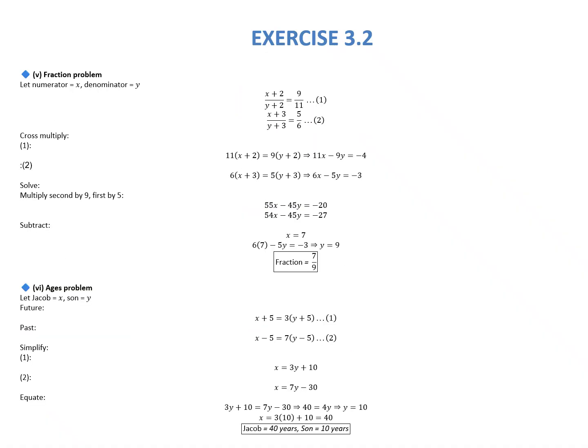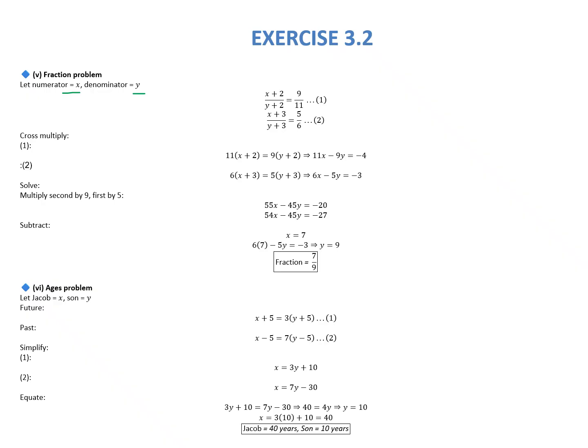Okay, now coming to the next question, which is the fraction problem. So we have given a fraction. What we have to do is denote the numerator with x and the denominator with y. What we have been told is that if we increase the numerator by 2 and the denominator by 2, we'll get the fraction as 9 by 11. And if we increase the numerator by 3 and the denominator by 3, we'll get the fraction as 5 by 6.